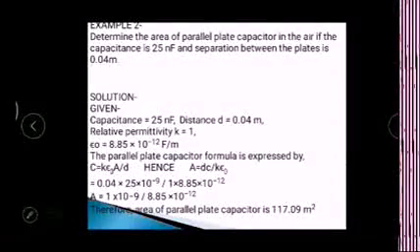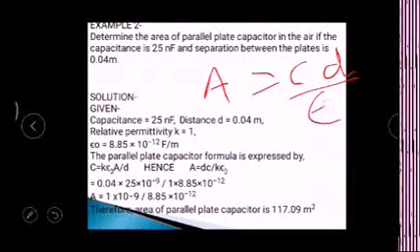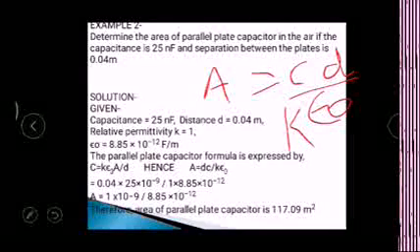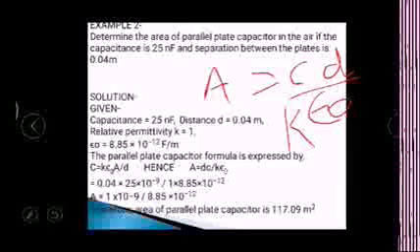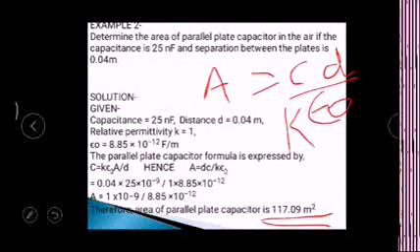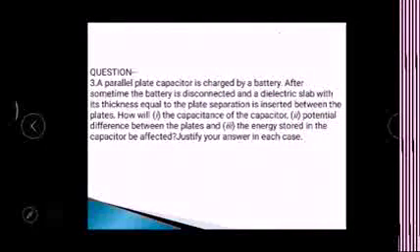The second example is also related to the same formula, where we have to determine plate area in place of capacitance. We are given capacitance and distance between the plates and we have to determine the area. So we rearrange the formula for area, and that can be written as C into D upon epsilon 0 K, where K is equal to 1 if there is vacuum. So by using this formula we can calculate the area of the plates, which comes out to be 117.09 meter square. We have to place the correct values in the formula. So in this way we can determine this.